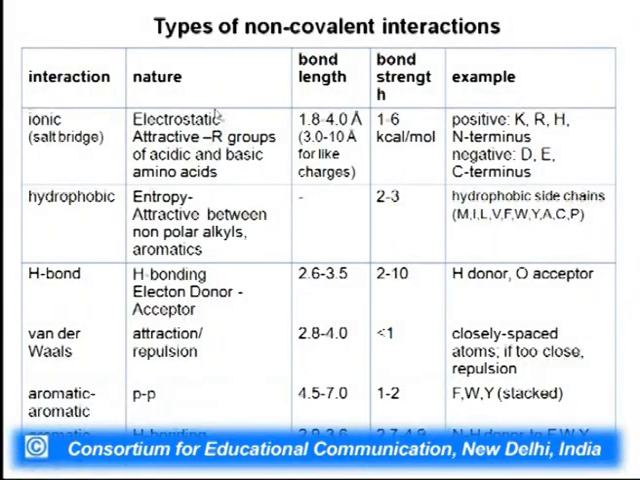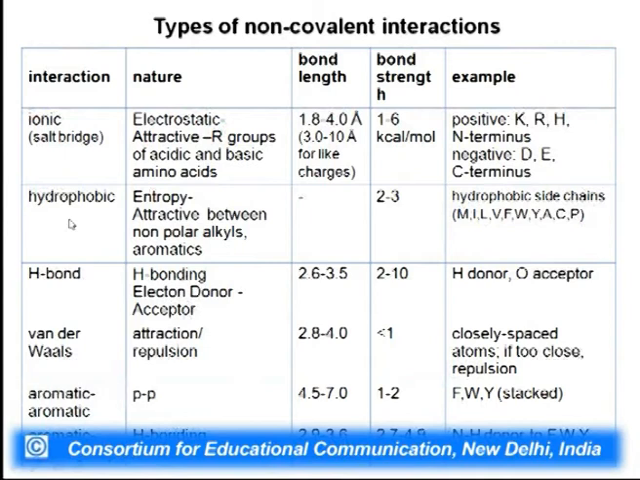So, we have the enthalpic contributions, let us summarize them and also look at their bond strengths and the energies associated with them. So, you have ionic salt bridges, which have attractive electrostatic forces, very strong forces, between all the R groups of your acidic and basic amino acids. These have very high strength, 1 to 6 kilocalories per mole.